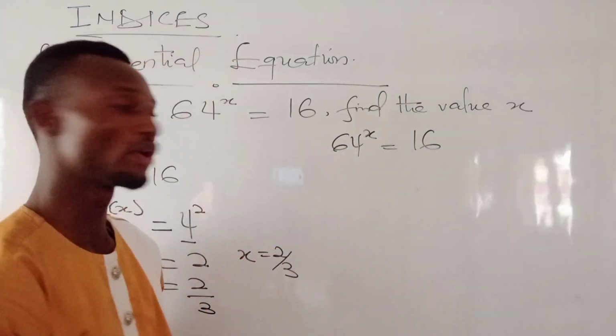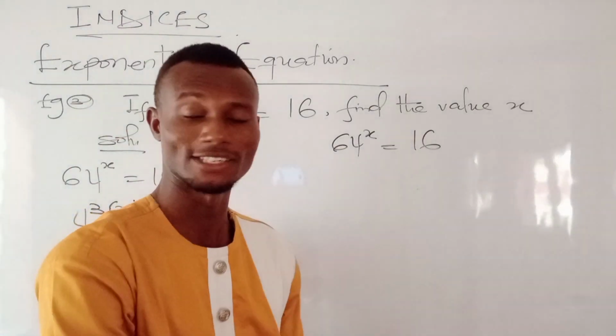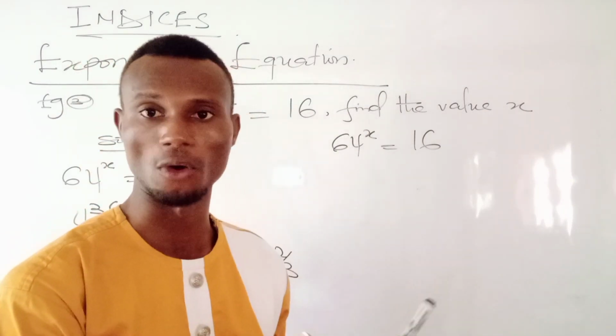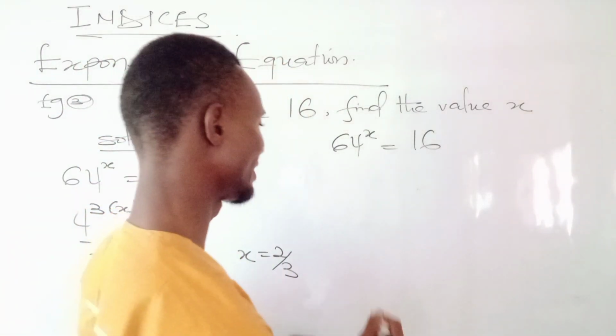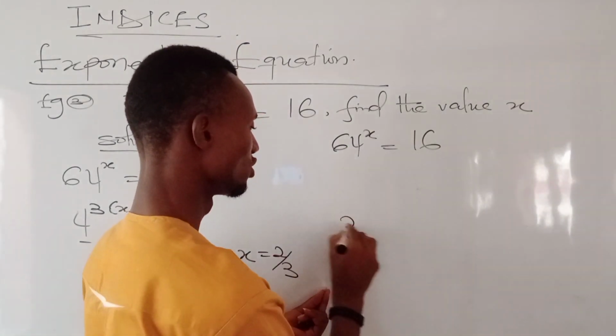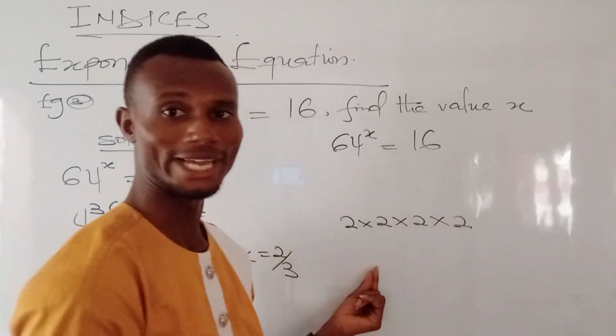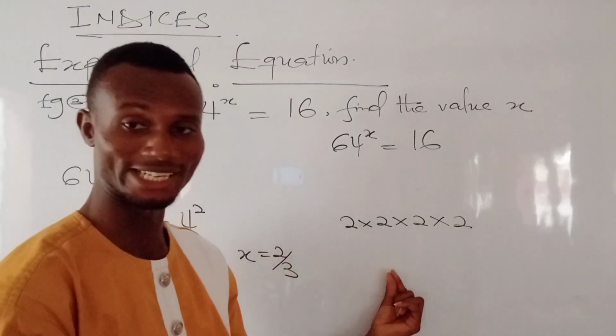So now I'm going to express this 64 as 2 to the power something. So you ask yourself, 2 to the power what gives 64? Okay, let's try it and see if you will get it. So 2 times 2 times 2 times 2. Okay, let me do it. Let me do the multiplication and let's see.